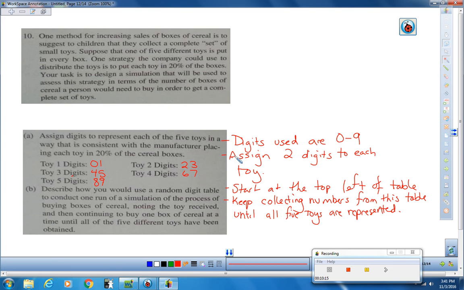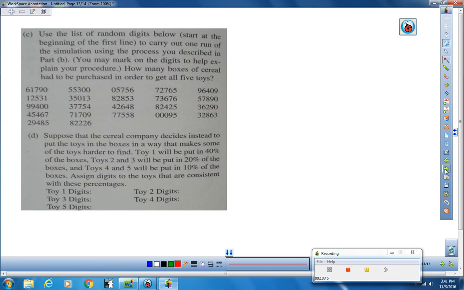And then it says in Part C, use the list of random digits below. So we need to go into Part C. Start at the beginning of the first line to carry out one run of the simulation using the process you described in Part B. You may mark the digits to help explain your procedure. How many boxes of cereal had to be purchased?